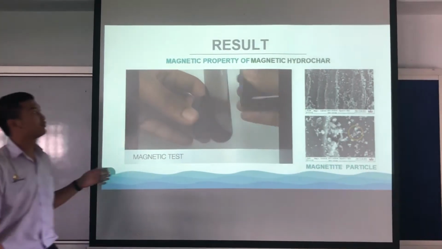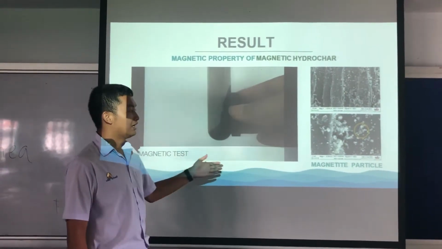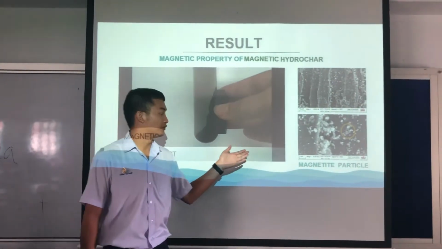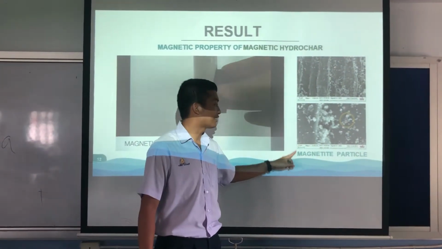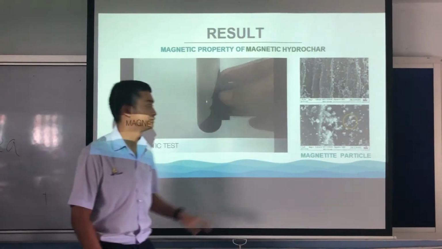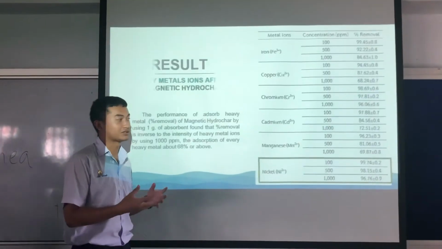And this is the result of the magnetic property, which you can see in this video. As I said at the start, we have small particles of magnetite attached on the surface of the hydrochar. And let's move to the results of our project.